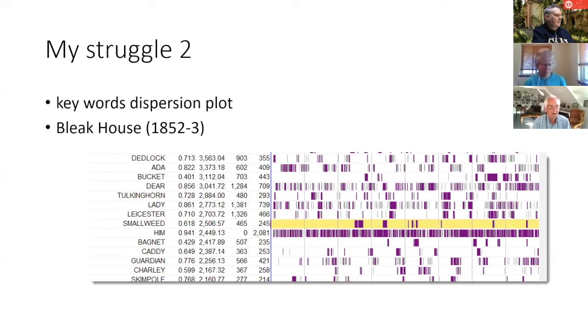"Dear" comes quite well spread throughout the text. Tulkinghorn is a character. Oh, and Bucket is another character, by the way. Bucket comes in little bursts, and so does the yellow line that I got interested in. Smallweed is one of the characters in the story. I'm interested in the idea that there are bursts which we might need to be able to process, and we might need to identify the difference between words that are bursty, or come in bursts, versus words that are global and come all the way through the text.